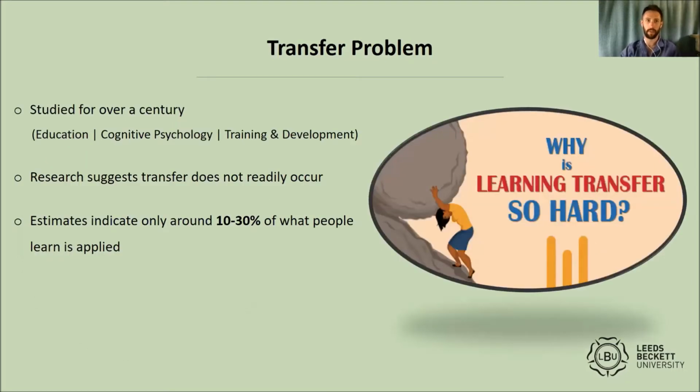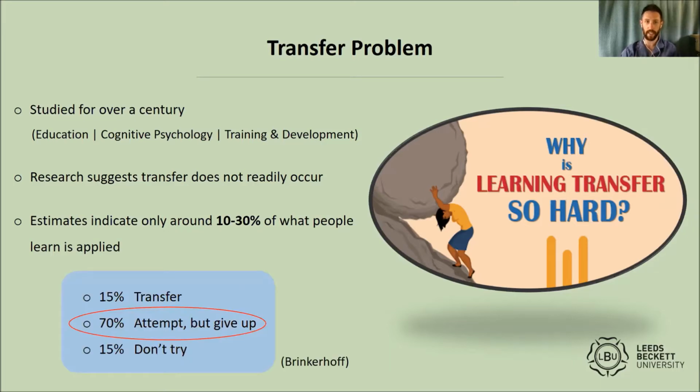So the transfer problem, this has been studied for a long time, over 100 years, originally within education, then shifting more towards cognitive psychology, and more recently within training and development. A lot of the literature and research suggests that transfer of learning does not readily occur and it's quite hard to come by. Estimates indicate only around 10 to 30% of what people learn on the course or during the event is applied or used beyond there. And 30% would be quite a positive figure, really.